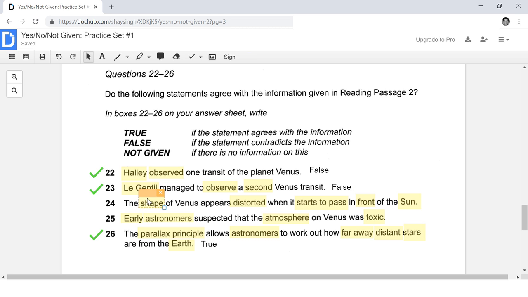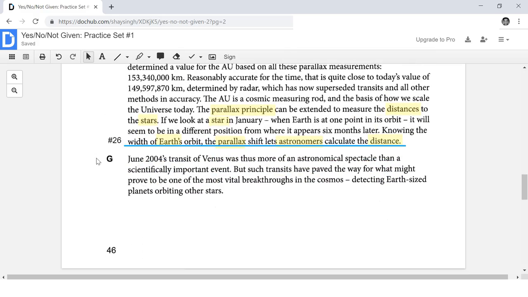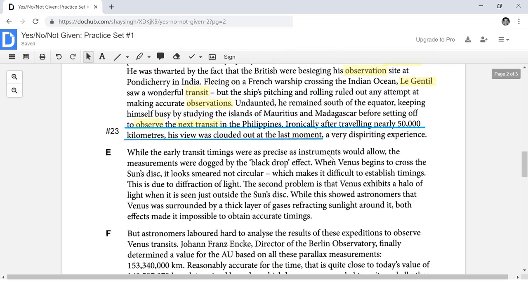So let's see if we can find this. Shape, distorted, and something about passing in front of the sun. Okay, I'm going to start over here, by the way, because we are looking for number 24. So the answer to number 24 has to be in between 23 and 26, because these questions are always in order. So I'm scanning now. Okay, so first of all, I see something about sun being mentioned down here. So I see the keyword sun over here. Let's see if we can find something else.